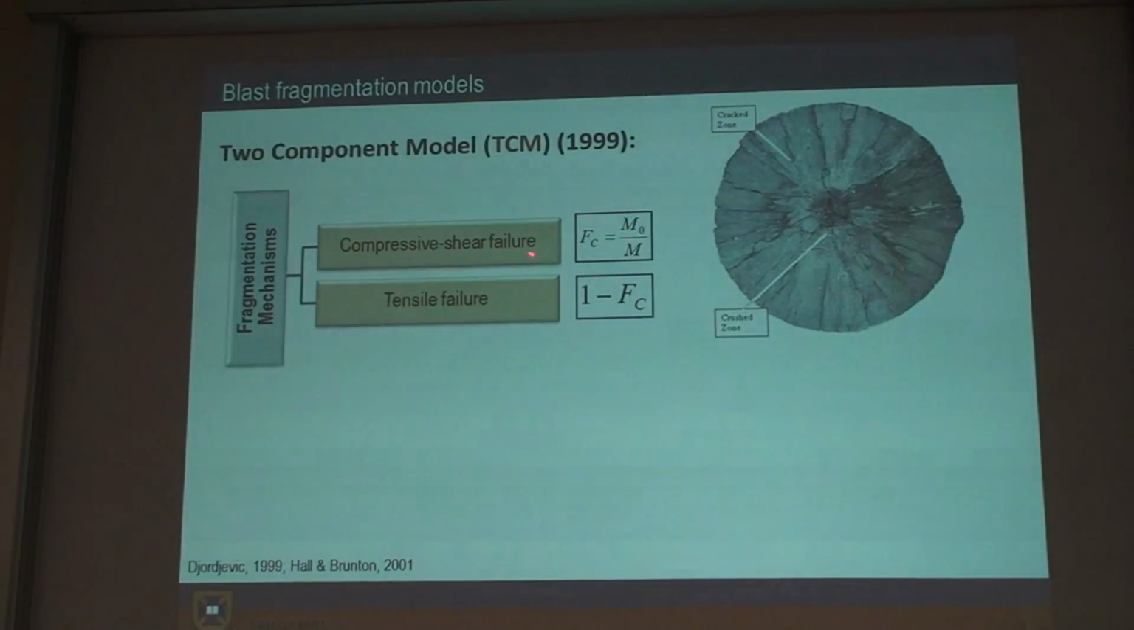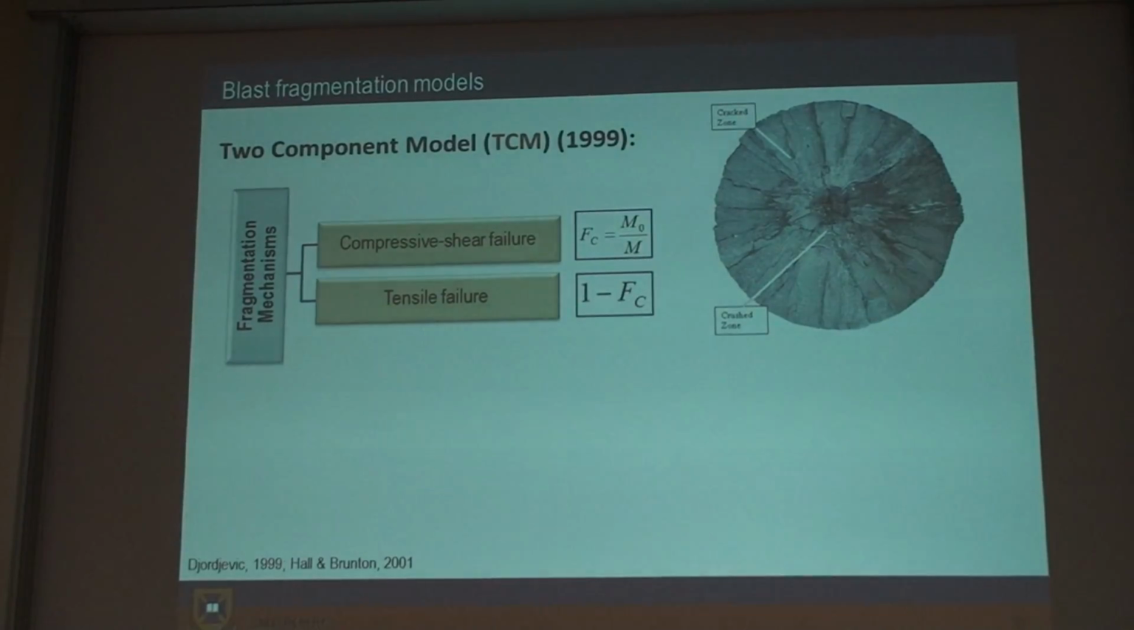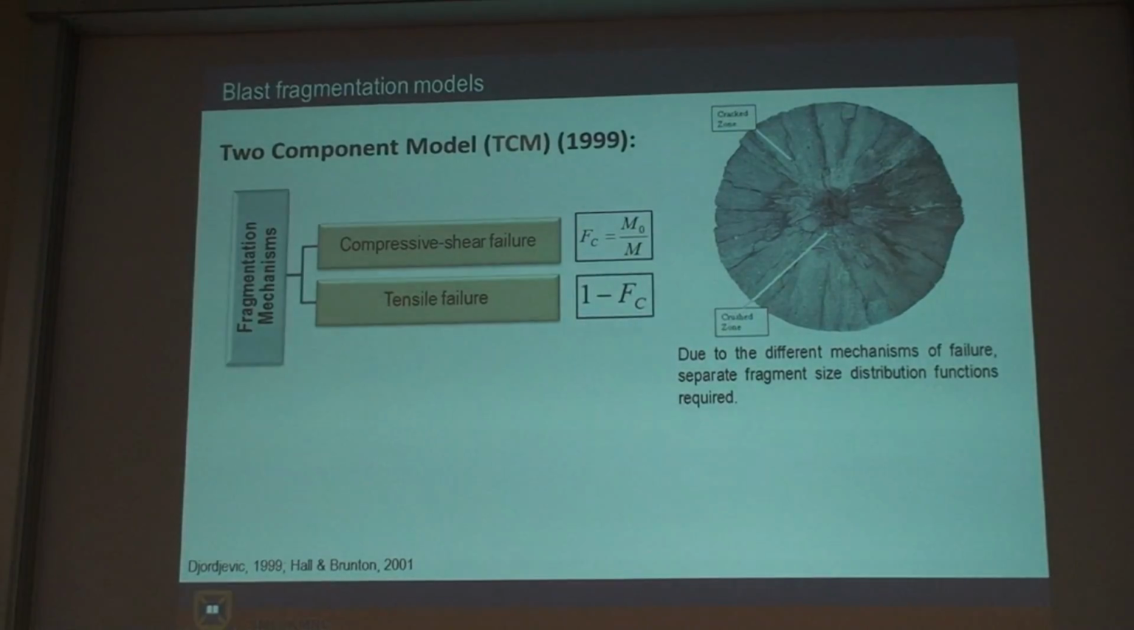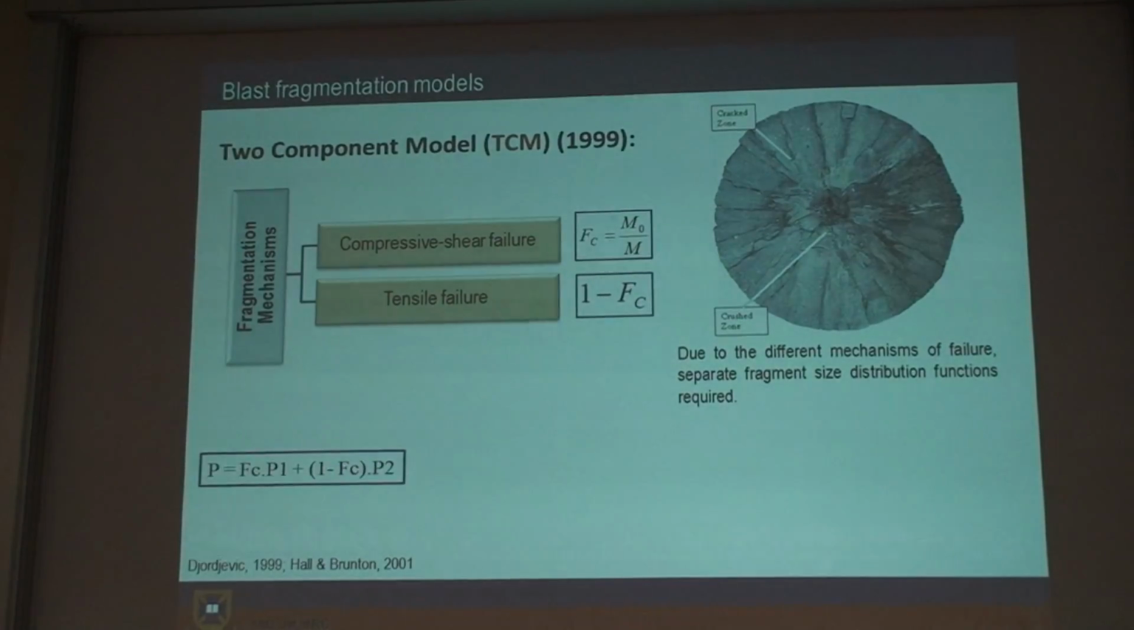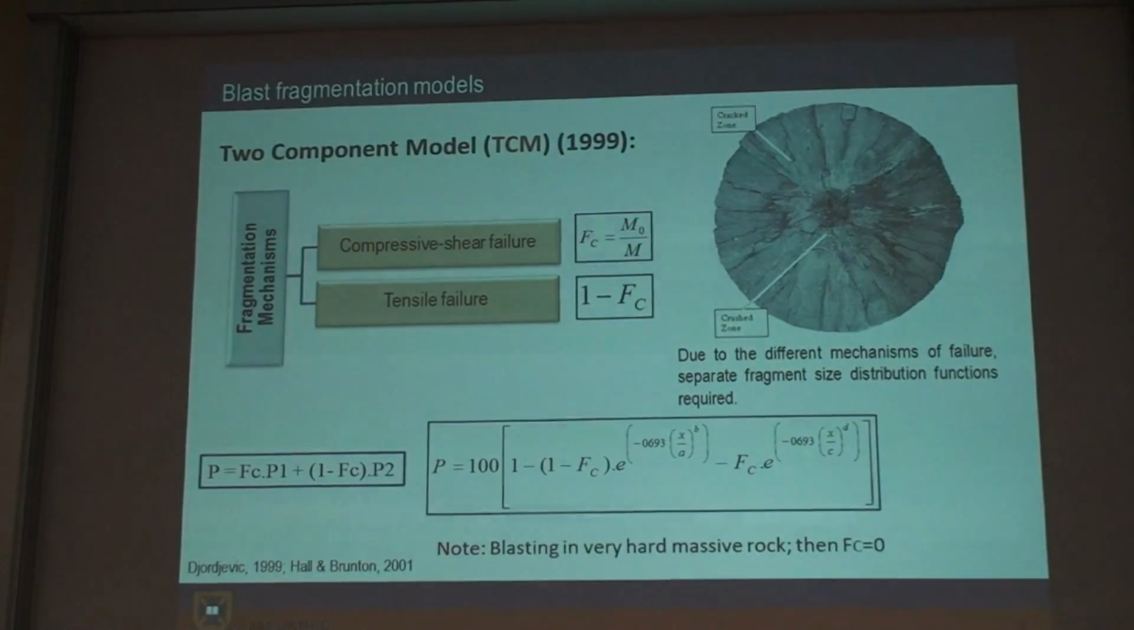For the compressive shear failure, we have FC, which is the fraction of crushed material, and should be calculated through the chamber blasting practice. However, due to different mechanisms of failure, separate fragment size distribution functions are required. So the equation is like this, and when we are blasting in hard massive rock, for the crushed material we should put 0 here, and if we do this, the equation returns back to the original form of COSRAM.